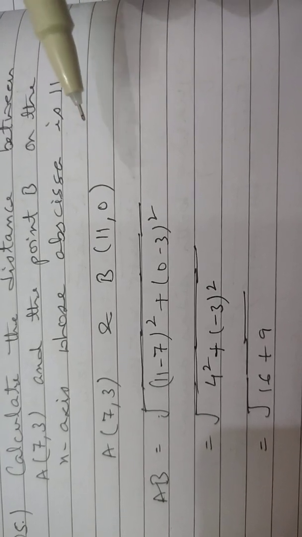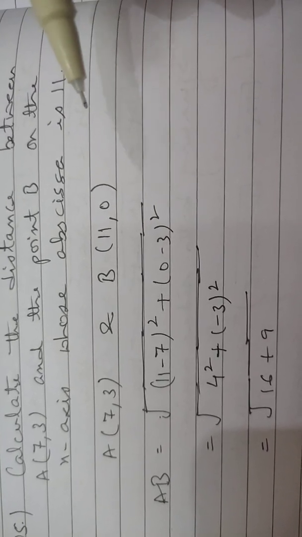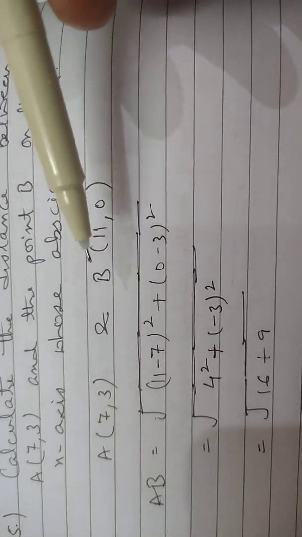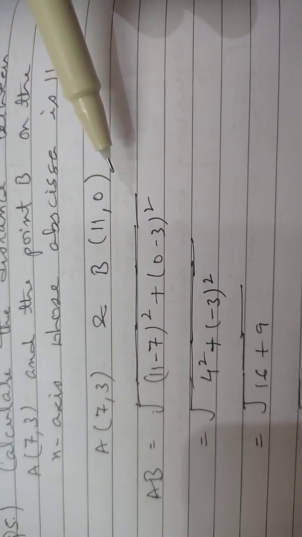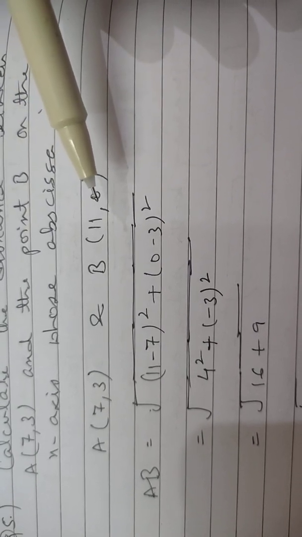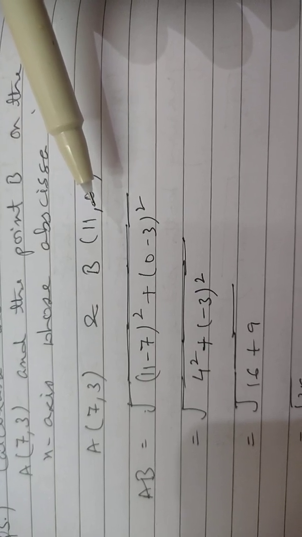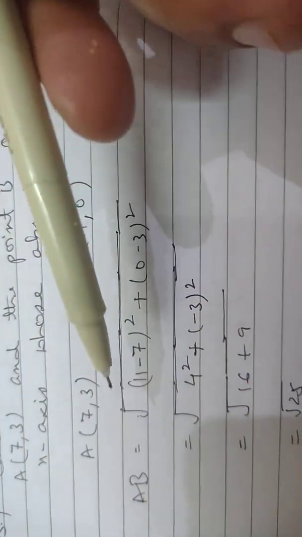And by the concept that if a point is lying on the x-axis, then the ordinate part is 0, in that case the complete coordinate for this B point will be 11, 0. So it's very simple to find out the distance between the 2 points for which the coordinates are given. So the distance between AB will be under root.